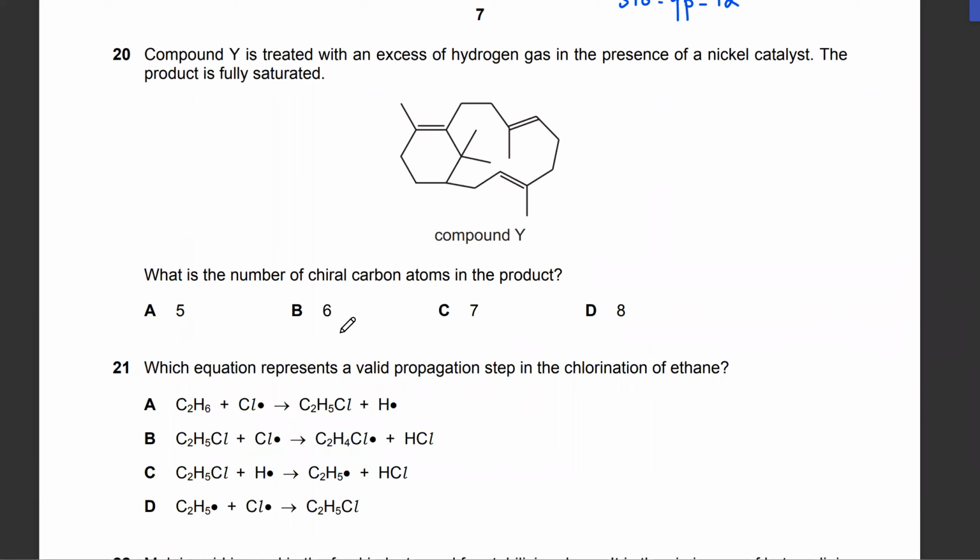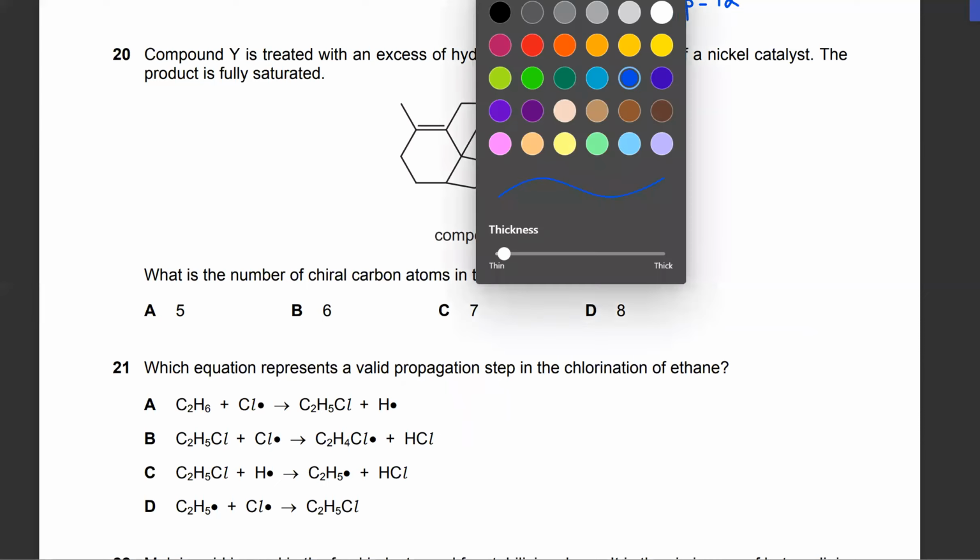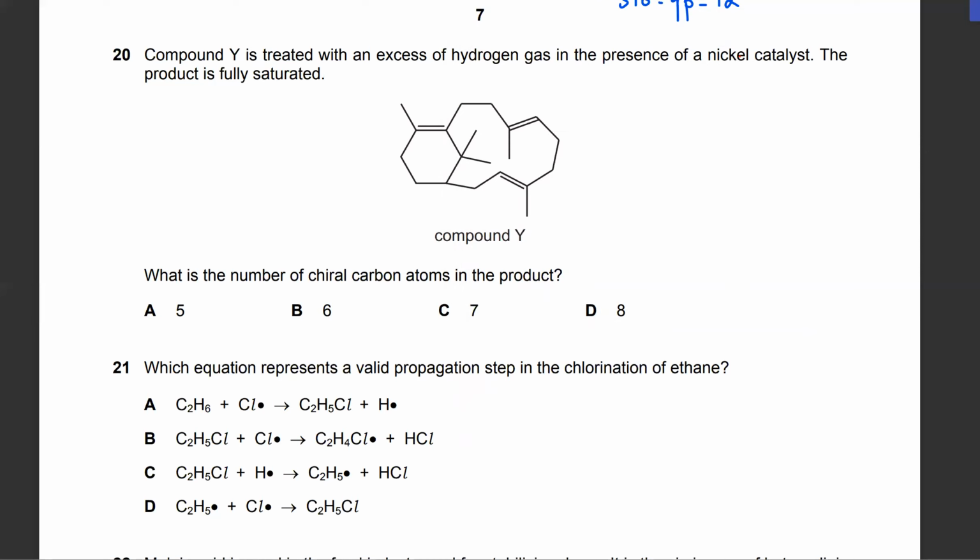The product is fully saturated. So what is the total number of chiral carbon atoms in the product once the hydrogen has been added to it? So what happens when hydrogen gets added? The hydrogens are going to get added to the double bond, right? Hopefully everyone knows what hydrogenation is. So all these double bonds would go away.